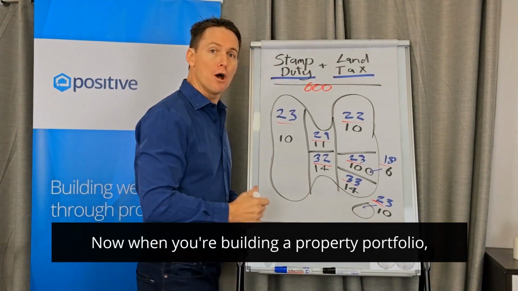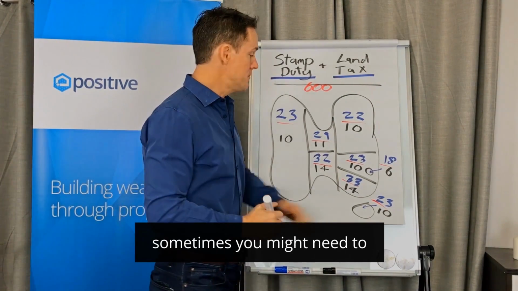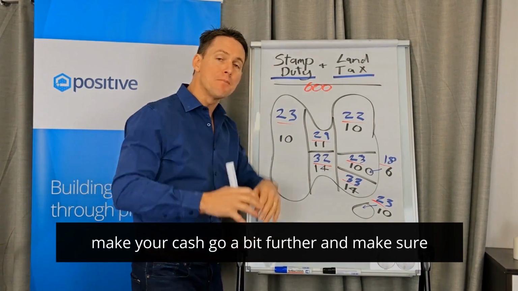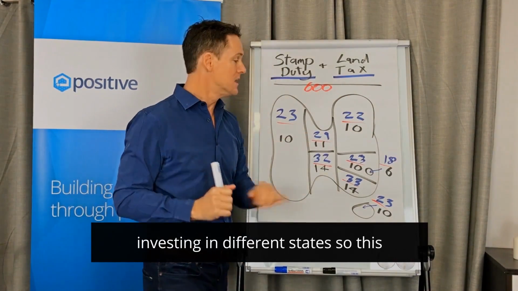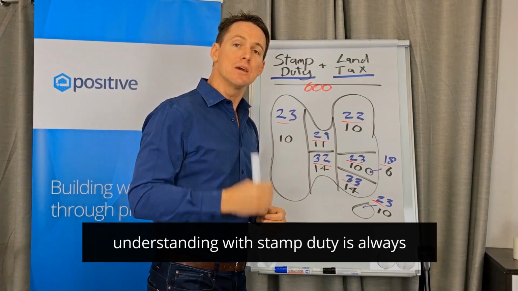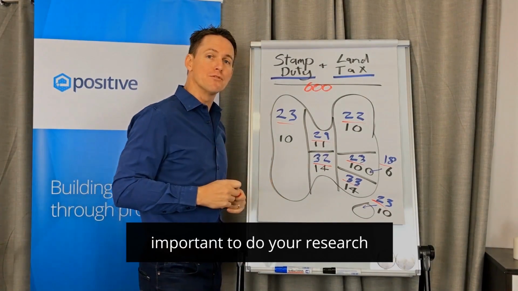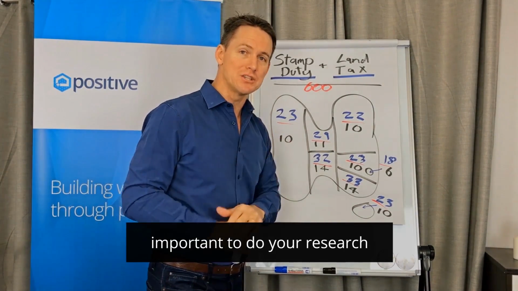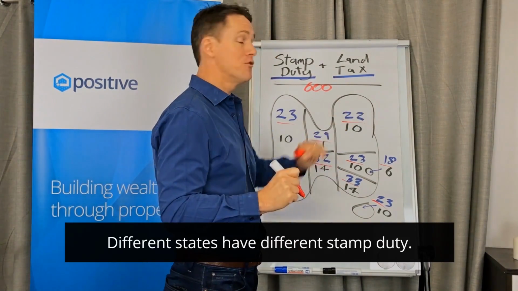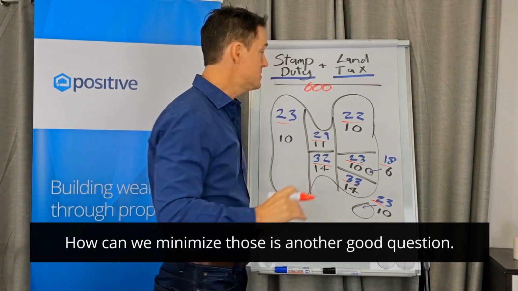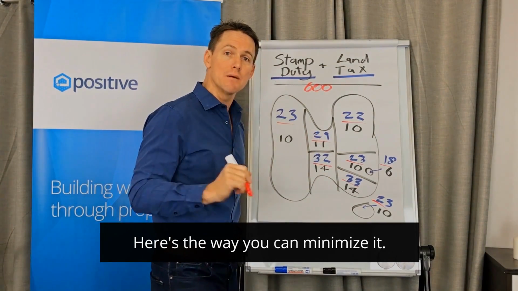When you're building a property portfolio, sometimes you might need to make your cash go a bit further and make sure that you're diversifying and investing in different states. So it's always important to do your research and understand how much your costs might be. Different states have different stamp duties. How can we minimise those is another good question. Here's a way you can minimise it.